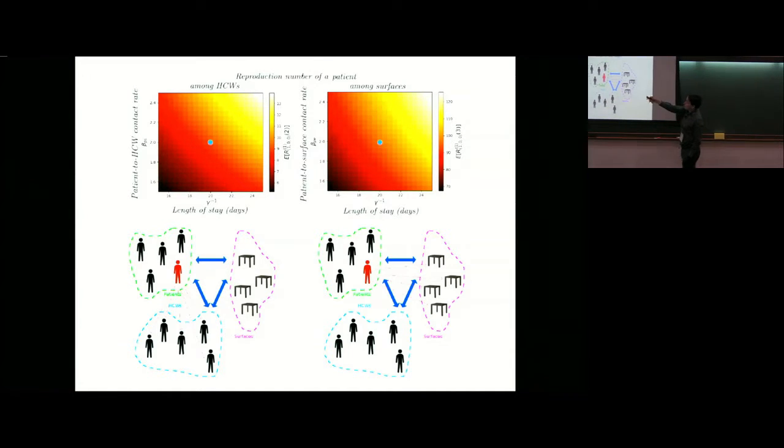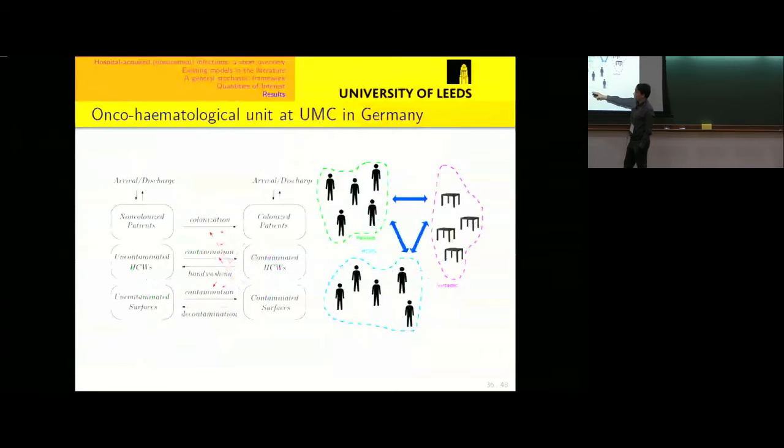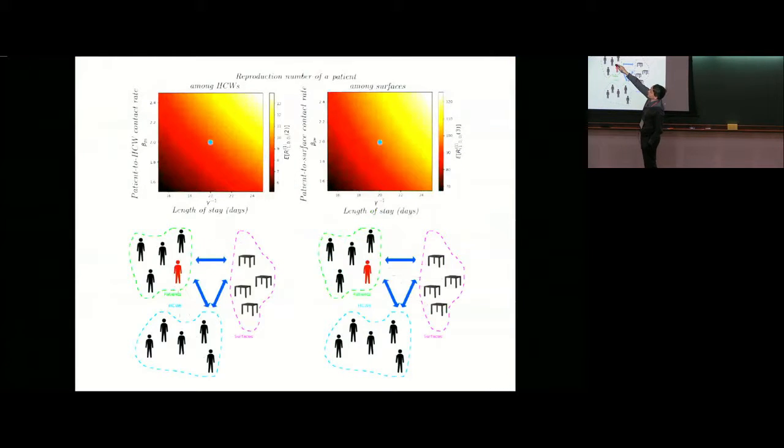So this heat map shows with the color the reproduction number, the number of healthcare workers that the person contaminates. These are two parameters in the model. The blue dot is the parameter values that were proposed in this original model. So after they calibrated this model with data for this hospital in Germany, they got some parameter values. I'm not doing any calibration here. I'm just taking the values that they got, and with their values, I'm computing here the reproduction number.